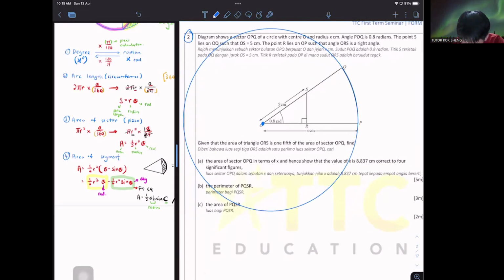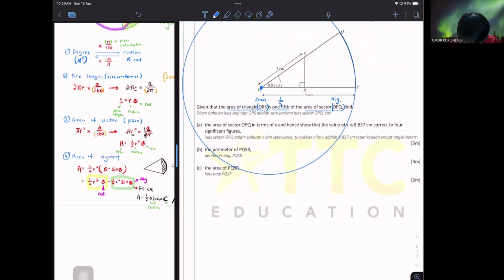Given the area of the triangle ORS is 1/5 of the area of OPQ. 1/5 means 1 over 5. So I'm not sure whether you know which one is big or small. ORS is only 1 over 5 of OPQ. So this one is small, this one is big. This is the info given to you.